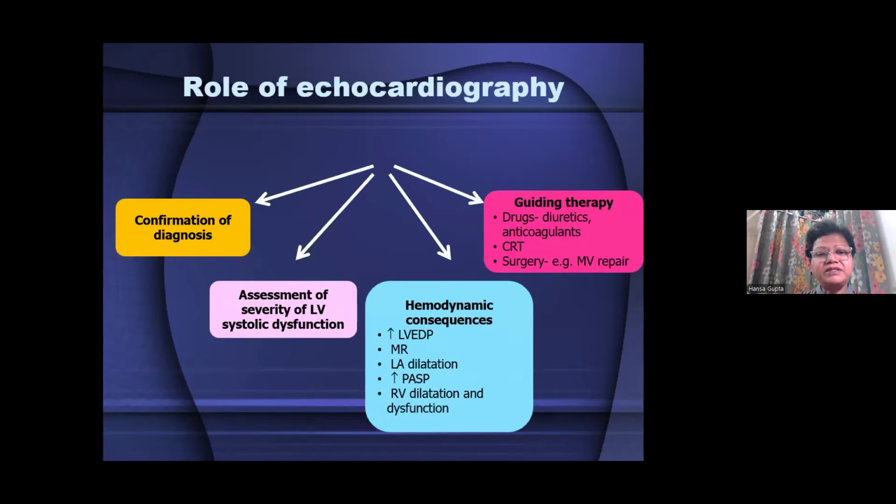So, what is the role of echocardiography in DCMP? First is the confirmation of the diagnosis, the assessment of the severity of LV dysfunction, the hemodynamic consequences, and guiding the therapy, meaning addition of diuretics, anticoagulants, CRT, cardiac resynchronization therapy, or maybe surgery. So echo plays a very, very important role in evaluation of cardiomyopathies. You can see here.